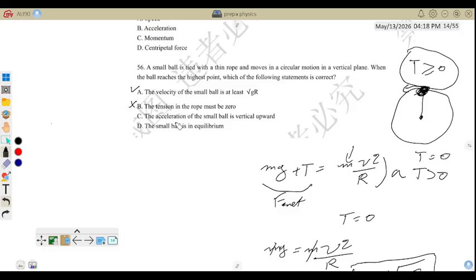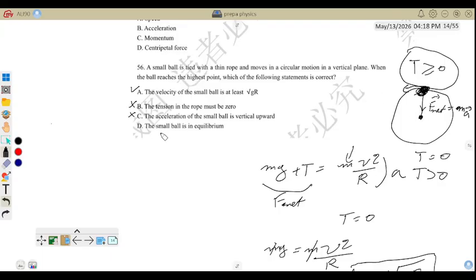For C, we have the acceleration of the small ball is vertical upward. When it's at the top here, the force is directed to the center, as is the acceleration. So it's pointing downward, not upward.